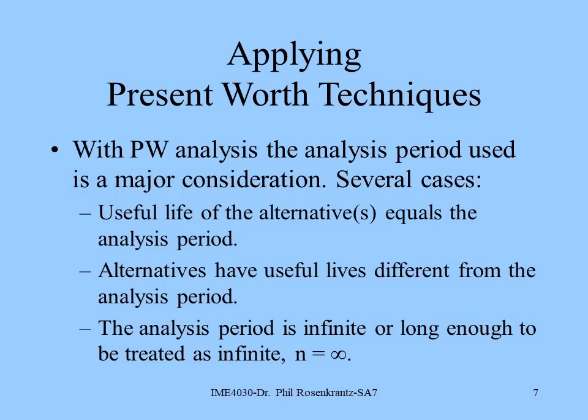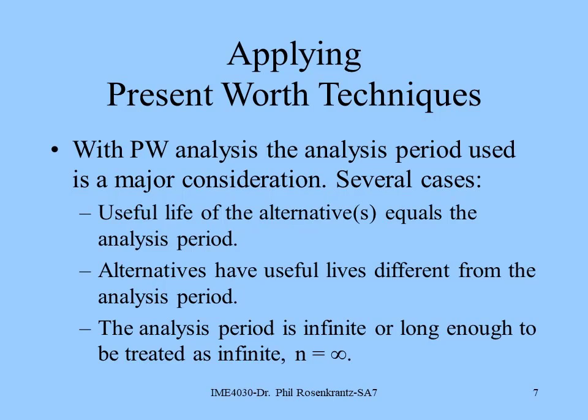One is where the useful life of the alternatives that we're dealing with are all equal, and they equal the analysis period. The second case we're going to look at is where we have alternatives that have different useful lives, some of which may be different than the analysis period. Finally, we're going to look at the infinite analysis period case, because that becomes useful at times.